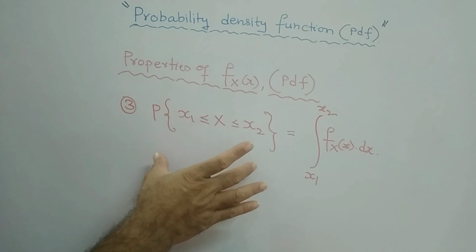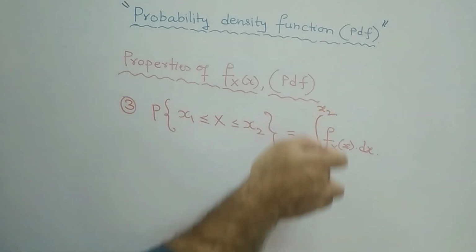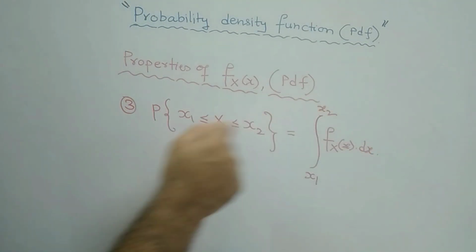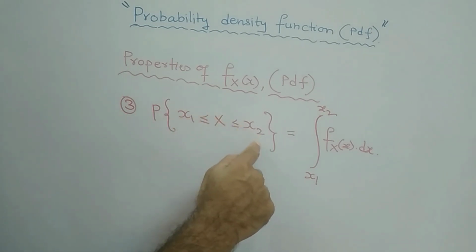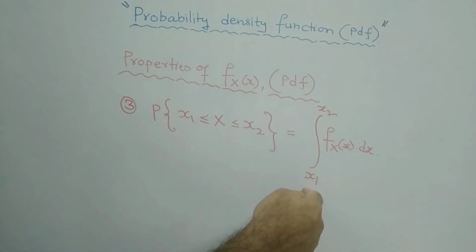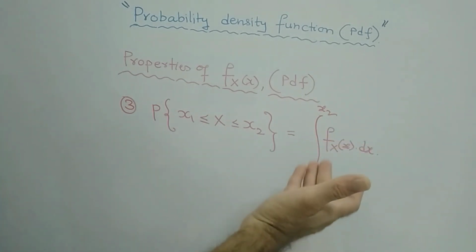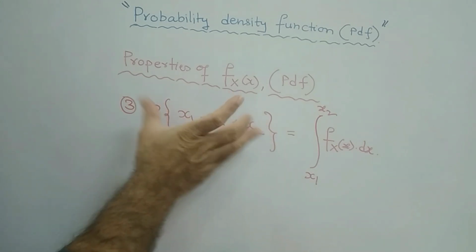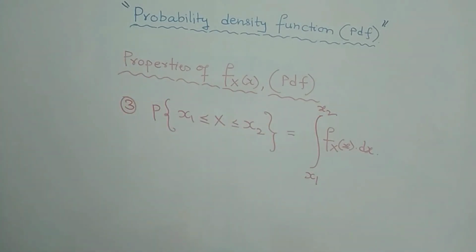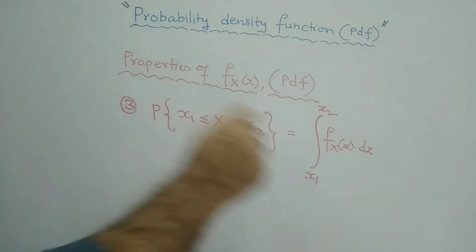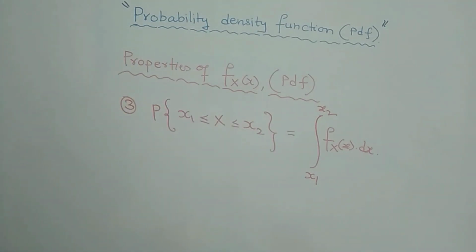If they ask like that, what you need to do is take the integral from the lower limit to the upper limit, substituting these limits in the given integral with the density function, and evaluate to get some value. That is the value of this probability. So this is another beautiful property of a density function. These are the very commonly used properties.